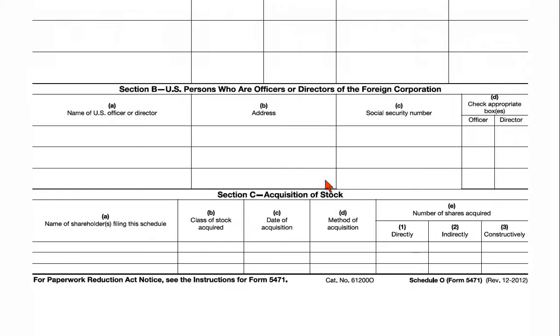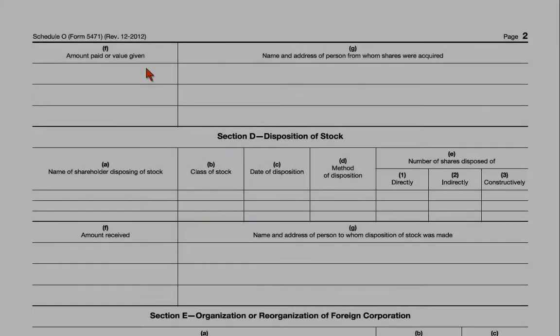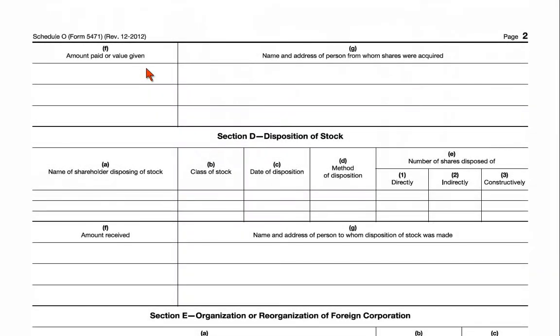In Section C, you list the details of the acquisition of shares of stock, such as the name of the shareholder acquiring the shares, the class of shares acquired, the date of the acquisition, the method of the acquisition, and the number of shares acquired directly, indirectly, or constructively. The ownership rules can get a bit complicated. At the top of page 2, Section C continues, where you list the amount paid for the shares and the name and address of the person from whom you acquired the shares.